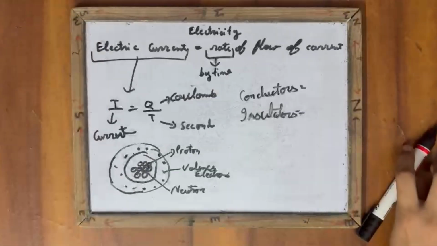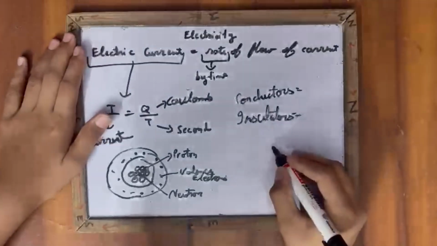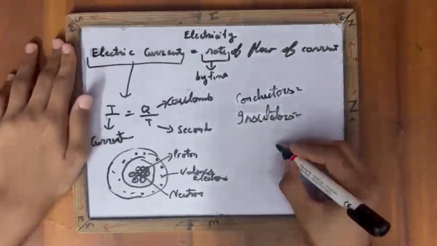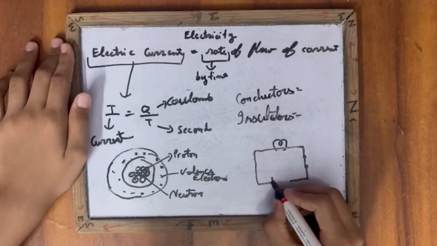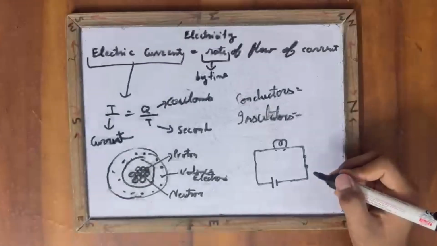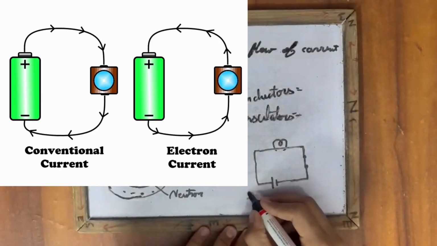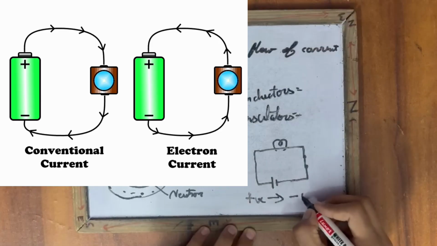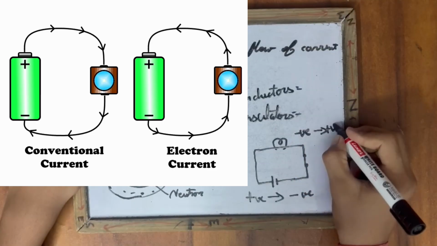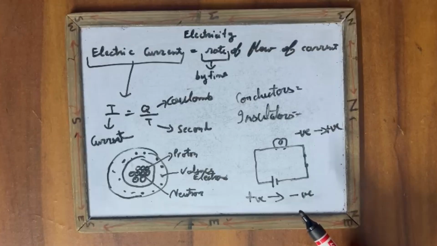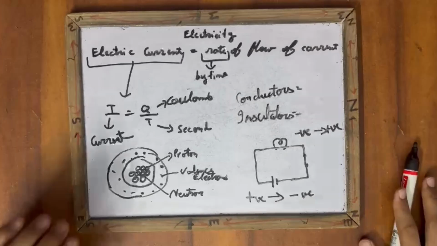Now let me tell you the conventional flow and the flow of electrons. Let me make an electric circuit again. The conventional flow of current is from positive to negative, and the flow of electrons is from negative to positive. This is a very important question. It can be asked in the exams.